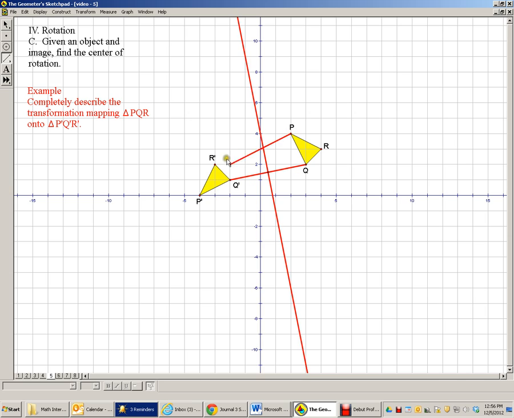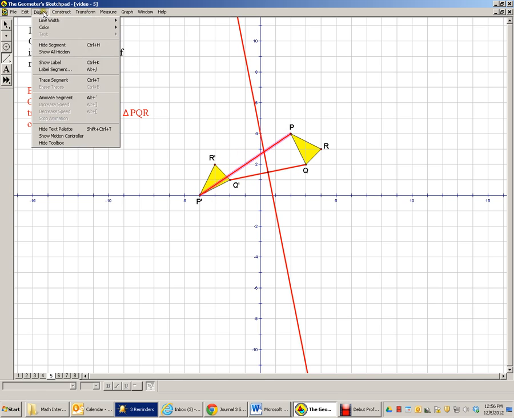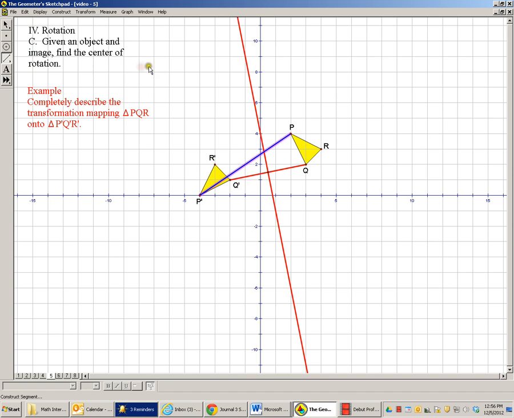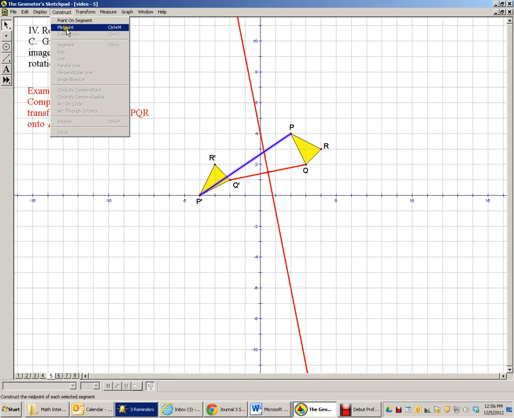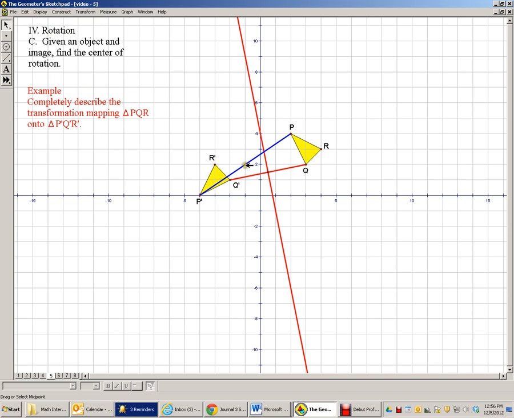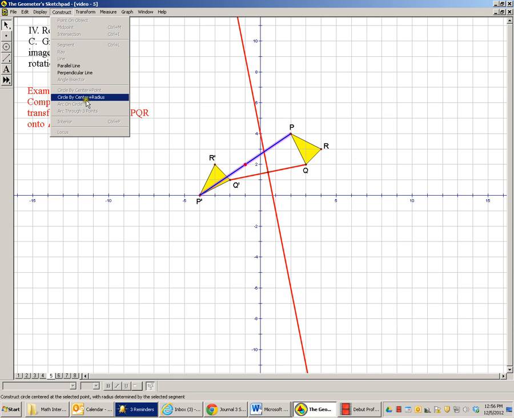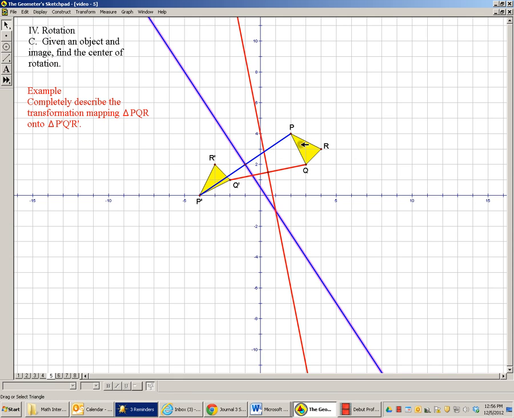I'm going to draw a line between them. I better give them a different color. How about blue? I know that the midpoint could be a center of rotation mapping P onto P prime. But I also know that any point on the perpendicular bisector can also work. So I'm going to construct that perpendicular bisector. And I know that any point along this blue line would map P onto P prime with a rotation.